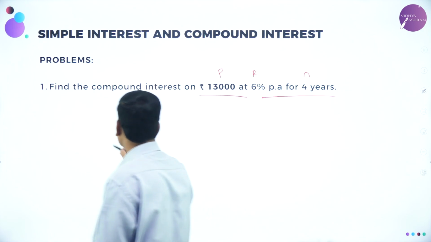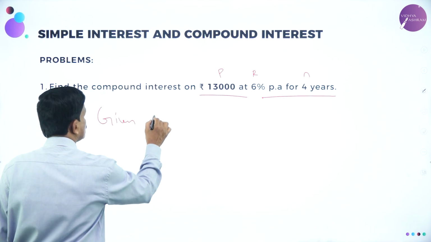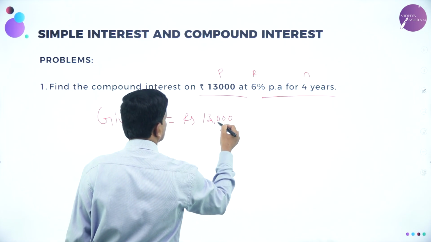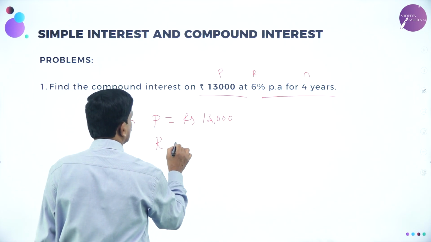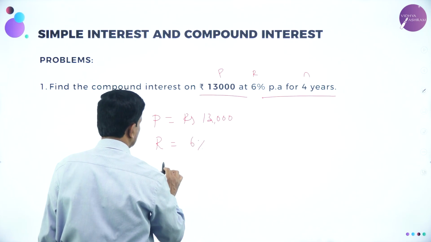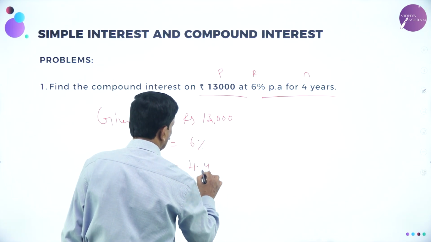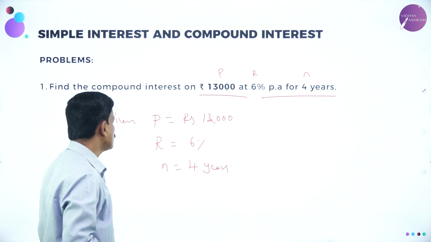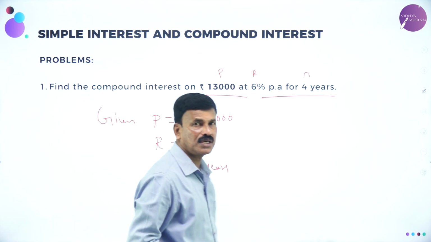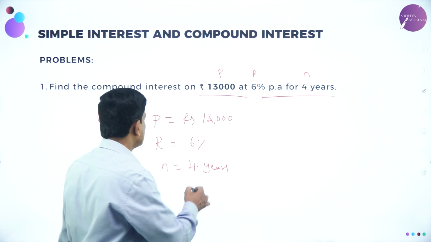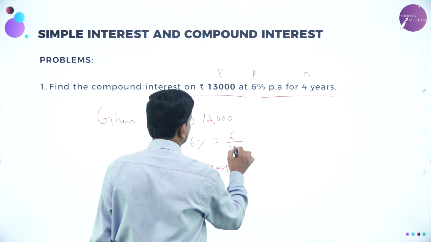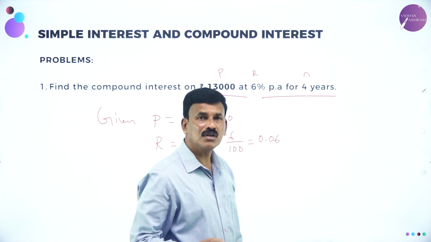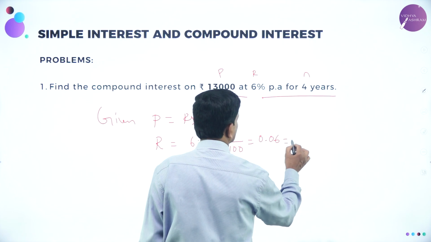Now what is given here? Given principal P is equal to rupees 13,000 and rate of interest R is equal to 6% and the time period is equal to 4 years. These are the things given. Principal is 13,000, R is equal to 6%, n is equal to 4 years. Now let us convert this in terms of decimals. 6 divided by 100, that's equal to 0.06. So let us call it I.